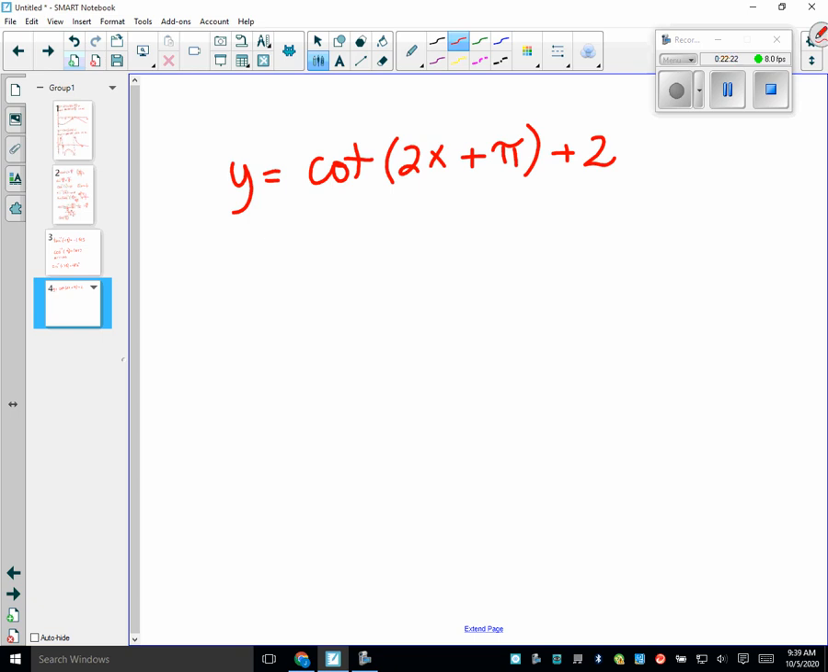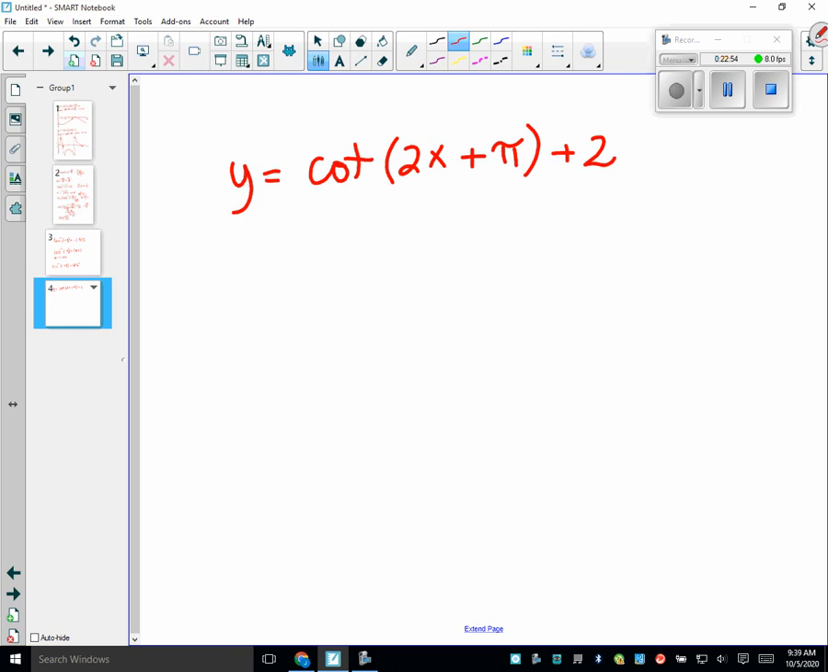What's the amplitude? None. So on cosecant, secant, and cotangent, are there no amplitudes? The only ones that have amplitudes are sine and cosine. Amplitude is how high or low it goes, and with sine and cosine it's always one.